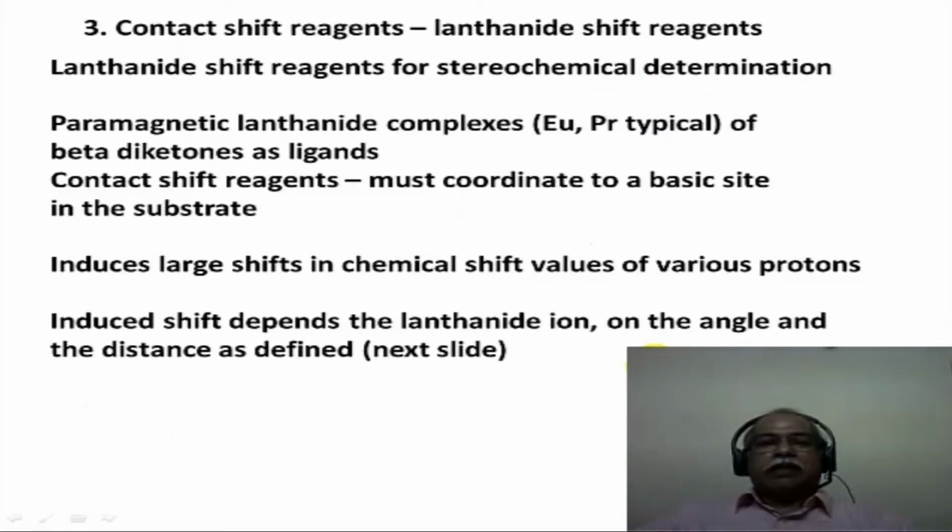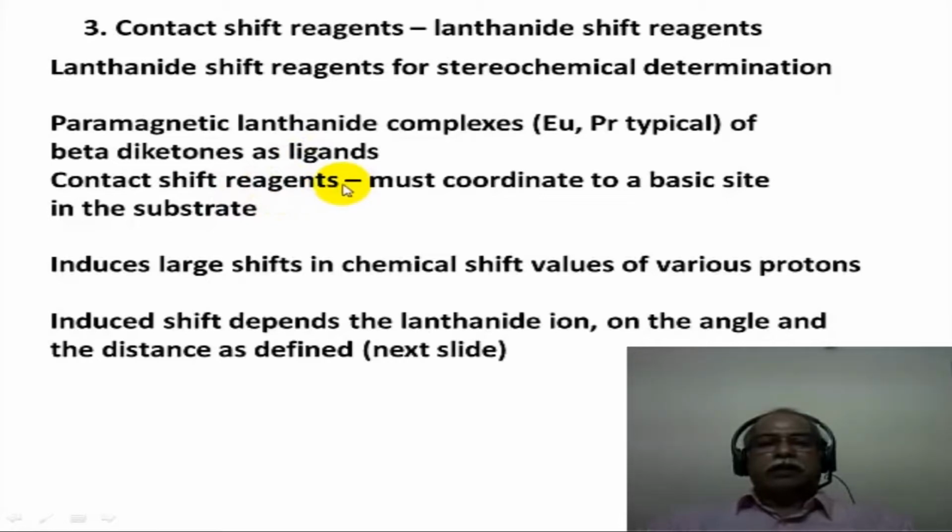Lastly, we see the effect of contact shift reagents, otherwise known as lanthanide shift reagents. Lanthanide shift reagents are very useful for stereochemical determination. We will deal with this aspect of the lanthanide shift reagent in a different module, but for the present purposes, they are paramagnetic lanthanide complexes with beta diketonate as the ligand. In other words, they are chelating ligands. These are contact shift reagents.